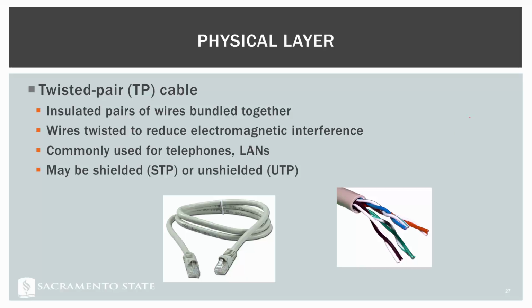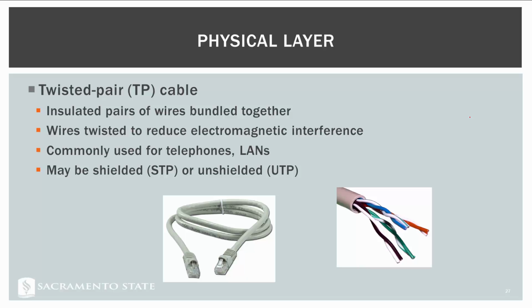And I'll bring some show and tell on this. This is twisted pair cabling. So twisted pair cables are the most common. They are literally twisted pairs of wires that are then bundled together and put in an outside sheathing. The twists help to reduce problems with electromagnetic interference.